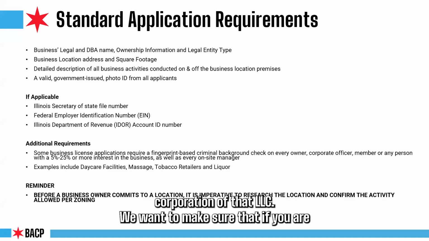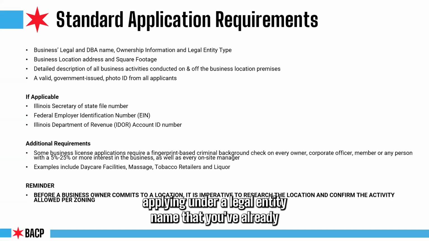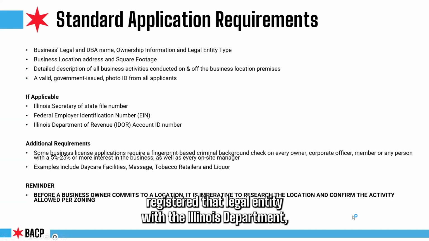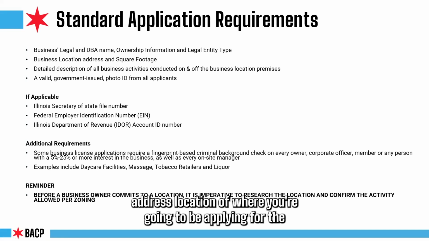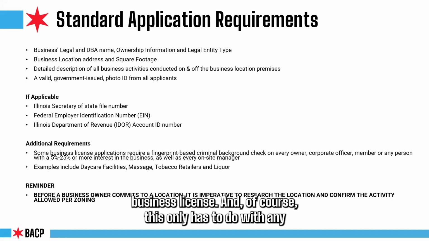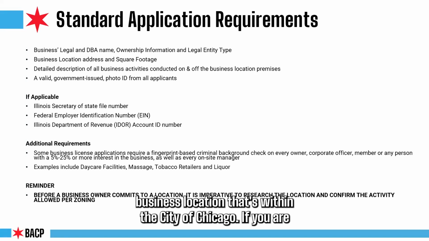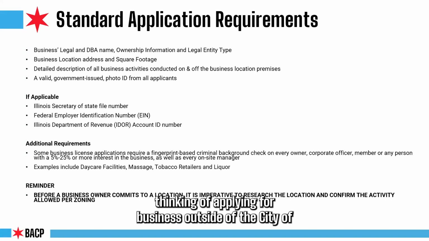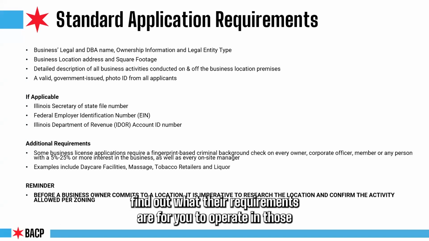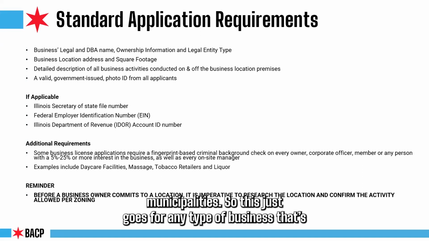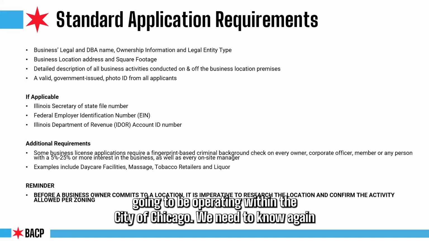We want to make sure that if you are applying under a legal entity name, that you've already registered that legal entity with the Illinois Secretary of State. We also need to know the business address location of where you're going to be applying for the business license. And of course, this only has to do with any business location that's within the city of Chicago. If you are thinking of applying for a business outside of the city of Chicago in one of our neighboring suburbs, then you have to go to those municipalities to specifically find out what the requirements are for you to operate in those municipalities.